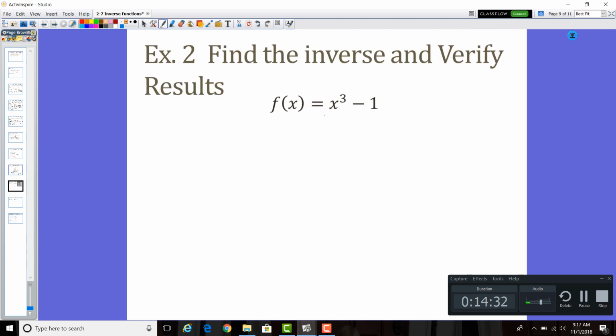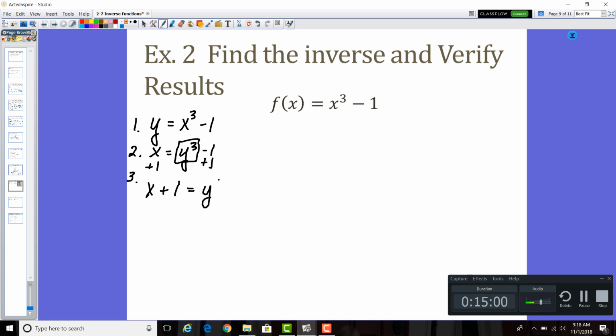Here's another example. This is a cubic function. Okay, step 1, f of x gets replaced with y. Step 2, x and y switch places. So now x equals y cubed minus 1. Step 3, solve that equation for y. So here's my y term, so I need to add 1 first. So x plus 1 equals y cubed.